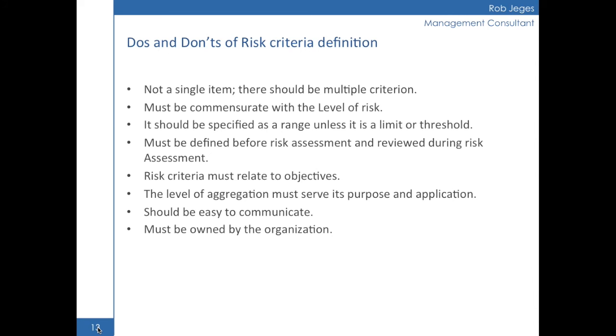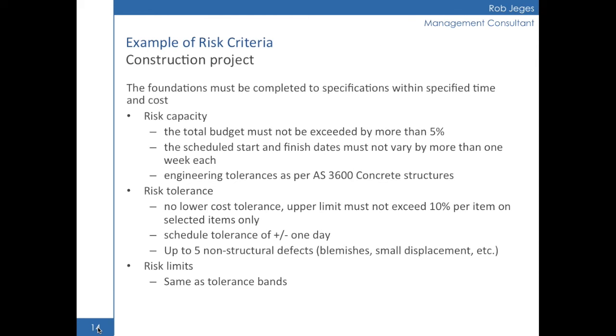So we have an example of risk criteria, and this comes from a construction project where we have an objective which is completing the foundations within a certain time and cost, and to meet specifications. So if we come back to the risk appetite parameters, we can see a risk capacity where we may have a budgetary constraint that we must not exceed by 5%. The scheduled dates may not vary by more than a week, and that's because there is other work that needs to proceed or needs to follow. So too early is not good, and too late is not good either.